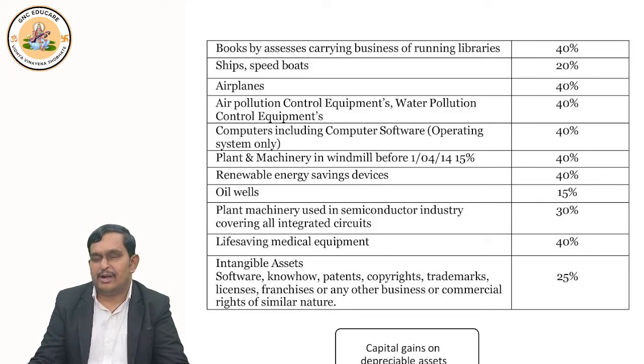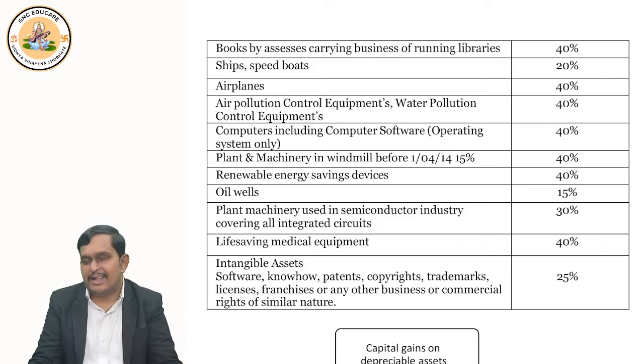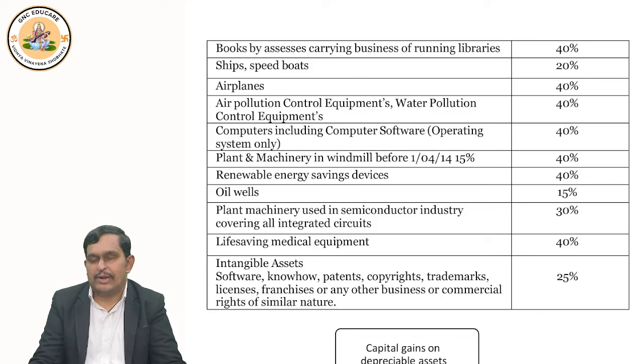And finally, come to intangible assets like patent, copyright, trademark, license, and all these and other business or commercial rights. Like franchisee agreements and exclusive dealership agreements, that is also an intangible right. And how much? 25% is the rate of depreciation. This way you should remember the different rates of depreciation.